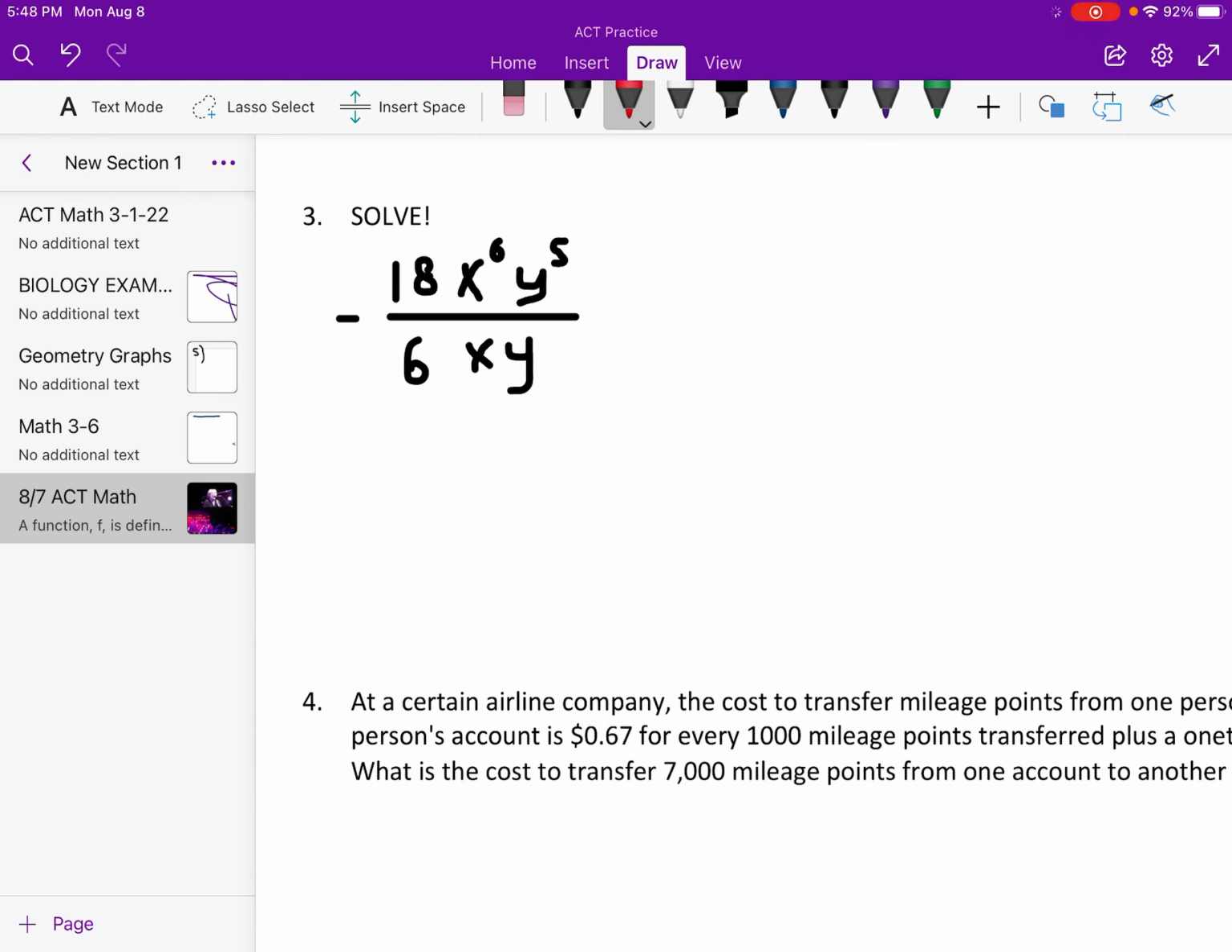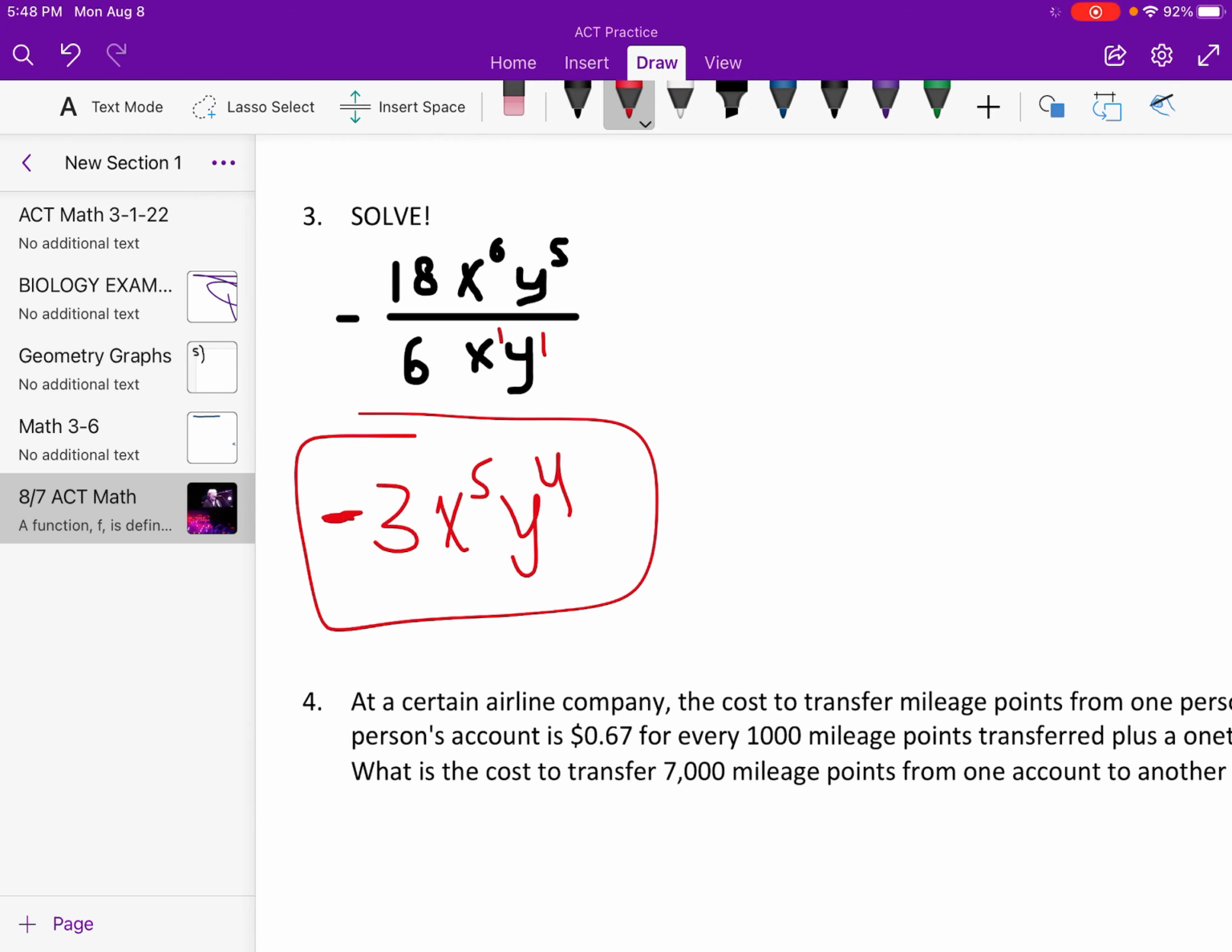All right, solve. So we know it's still going to be negative. 18 divided by 6, what is that? 3. x to the 6 divided by x, well, that's really x to the 1, and when you divide things with exponents, you subtract them. So 6 minus 1 is 5. And y is really y to the 1 also, so 5 minus 1 is 4. y to the 4th. There you go. That's the answer to that.